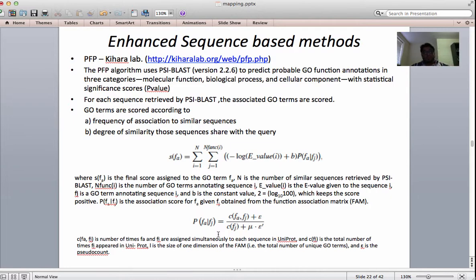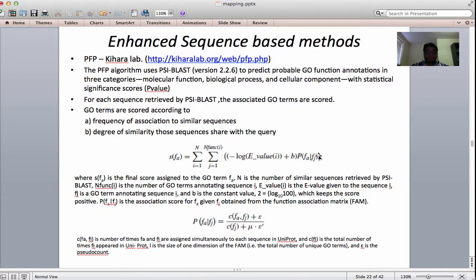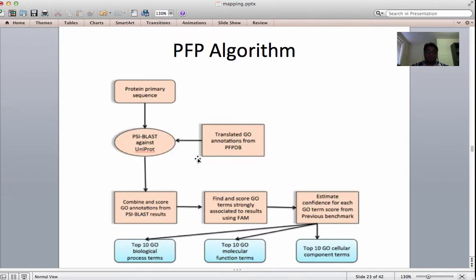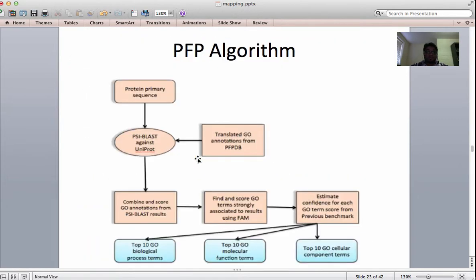There are some enhanced methods developed in the Kihara lab, which integrate PSI-BLAST and gene ontology terms together. If you have a protein sequence, it runs PSI-BLAST against the UniProt database, and for the PSI-BLAST hits it collects the GO terms from their own developed PFPDB. It combines the scores using the formula here, as you can see, and gives scores to the gene ontology terms based on biological process, molecular function, and cellular component terms. Then each GO term gets scored and you can infer the function of that protein.